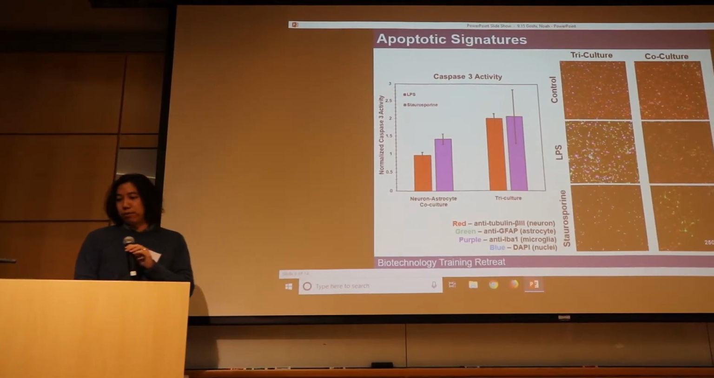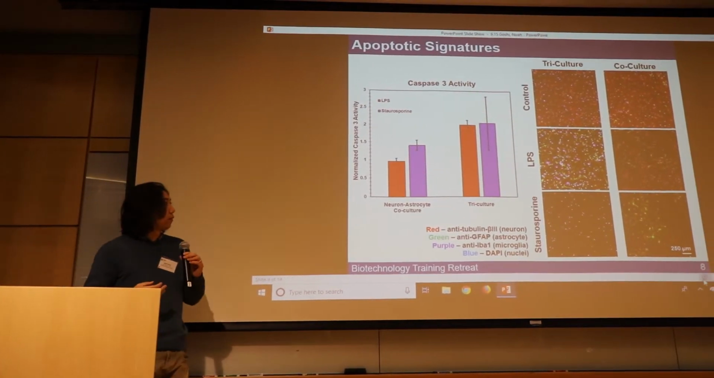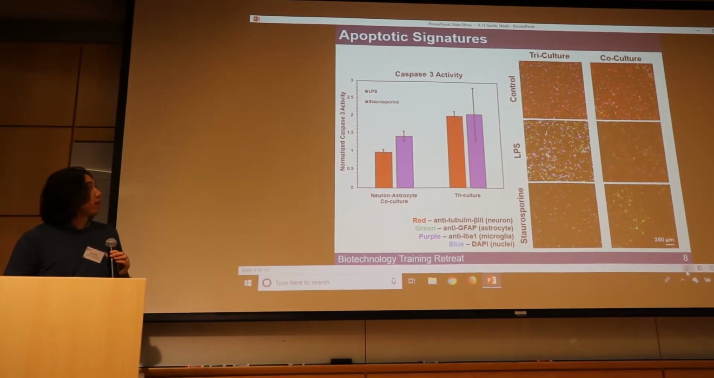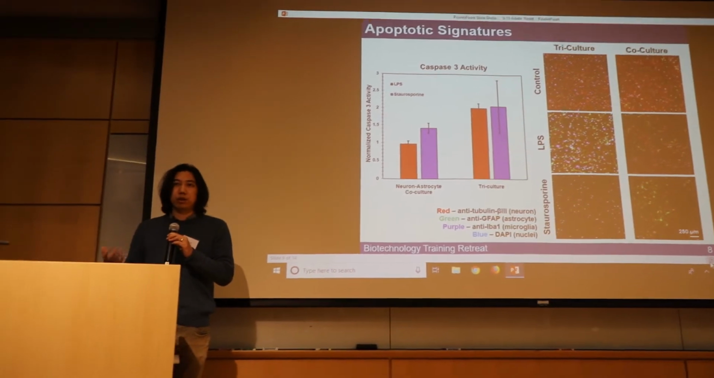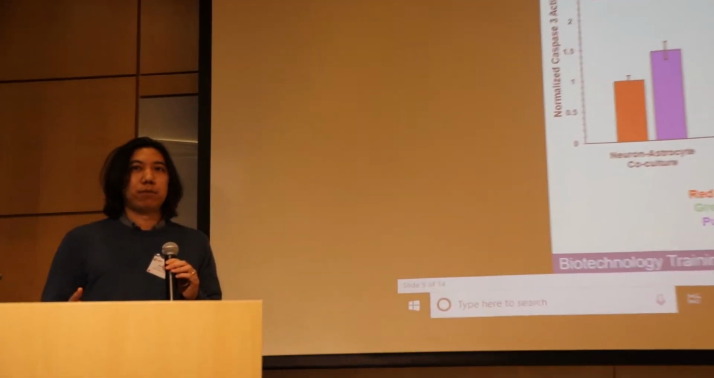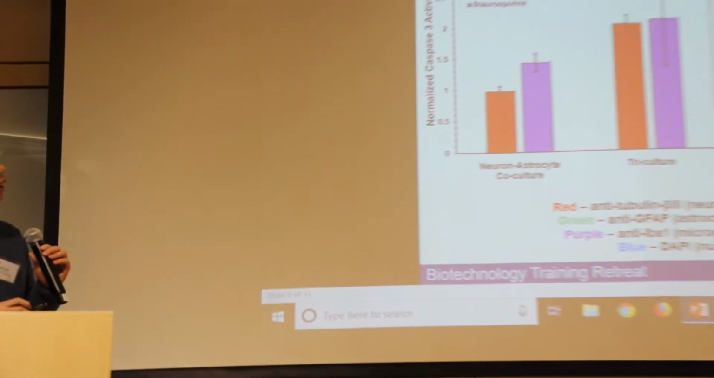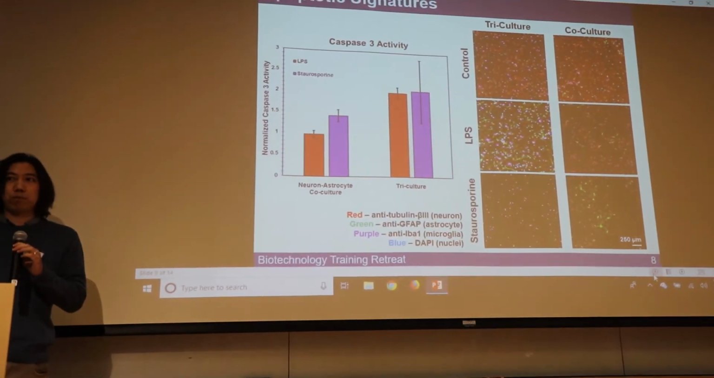And finally, on this front, we wanted to ensure that not only were the microglia present, but they were physiologically active. So we spiked both our triculture and our co-culture with LPS, which I previously said only microglia respond to. And in this case, we measured the change in caspase-3 activity, which is an indicator of apoptosis and, by extension, neuroinflammation. And as you can see here, the co-culture showed no increase in caspase-3 activity, while our triculture showed a significant increase in caspase-3 activity, almost matching the staurosporine positive control.